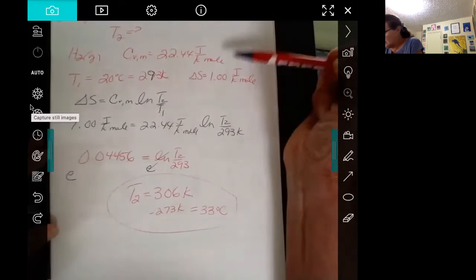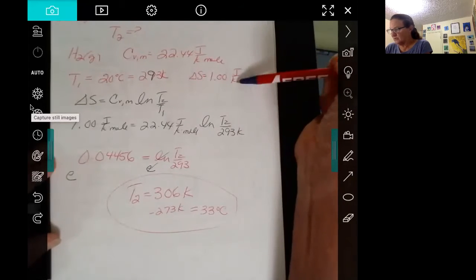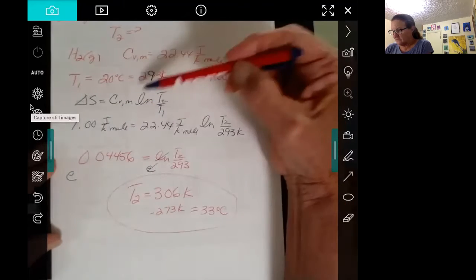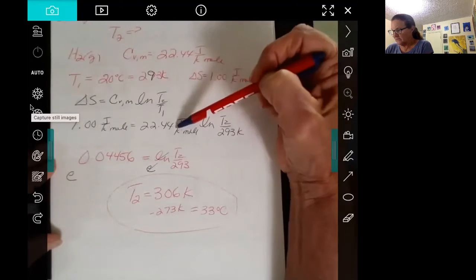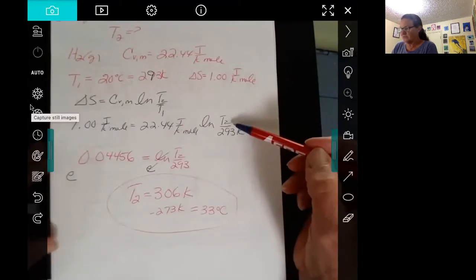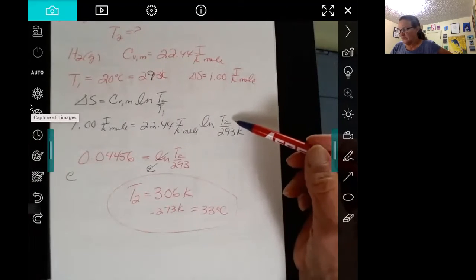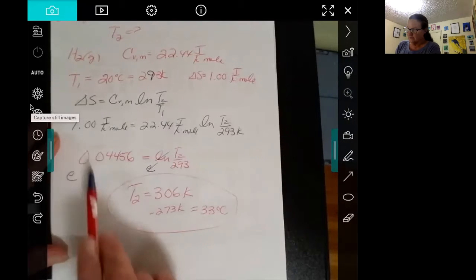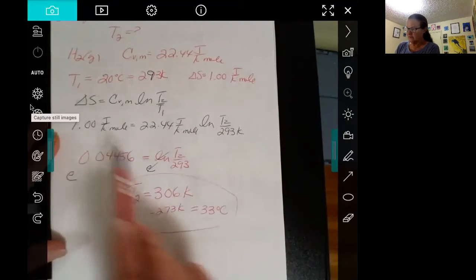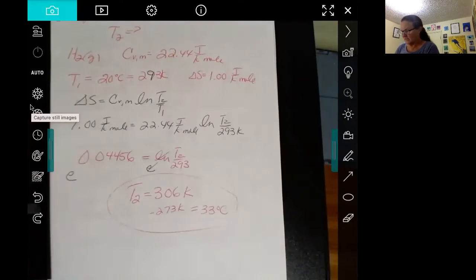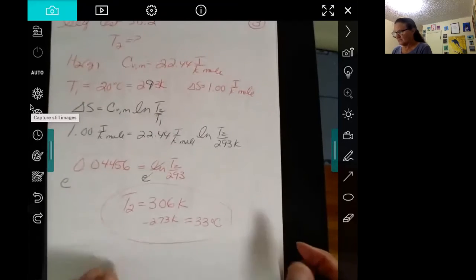Temperature 1 is 20 degrees. The entropy changes by 1 joule per K mole, so I can plug that in for delta S. I can plug in the molar heat capacity, and then I can take the natural log, and I'm solving for what temperature my system must change to in order to have this entropy change. When I solve for it, move this over here, and then raise e to both sides, e is the inverse function of natural log, so that will get rid of it, and I end up with 306 Kelvin or 33 degrees Celsius.